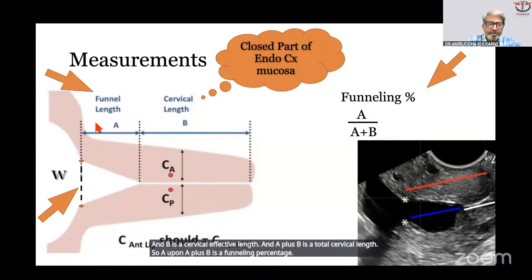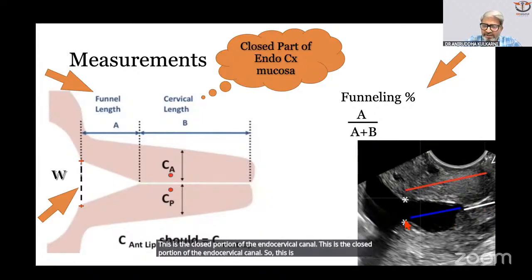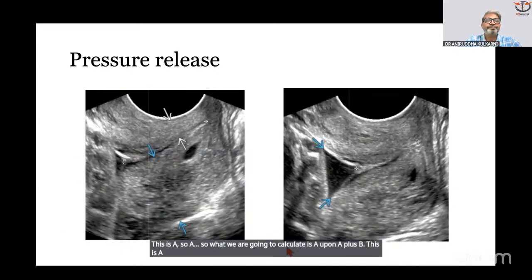The real meaning of funneling length is nothing but the remaining portion of the cervix where the closed portion of endocervical mucosa is not seen. This is the closed portion of the endocervical canal. This is the width at the level of internal os. This is the funneling length. This is effective cervical length. This is B. This is A. So what we are going to calculate is A upon A plus B. This is A plus B.